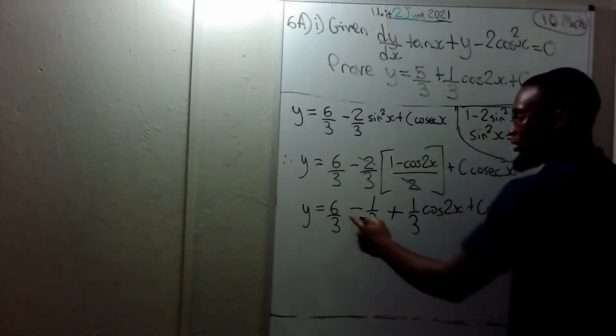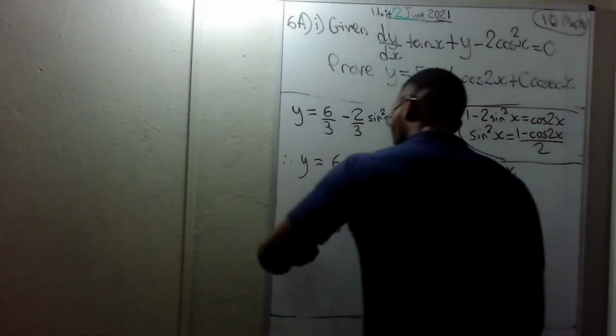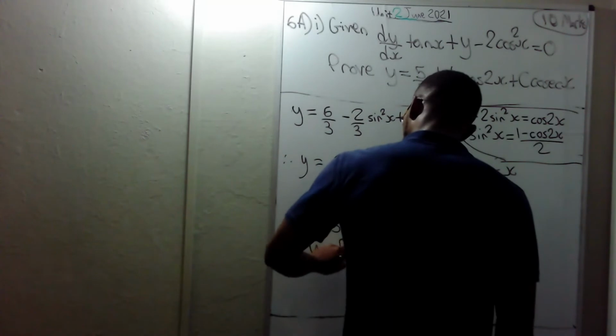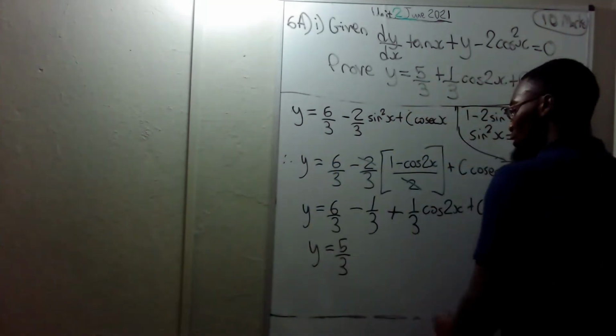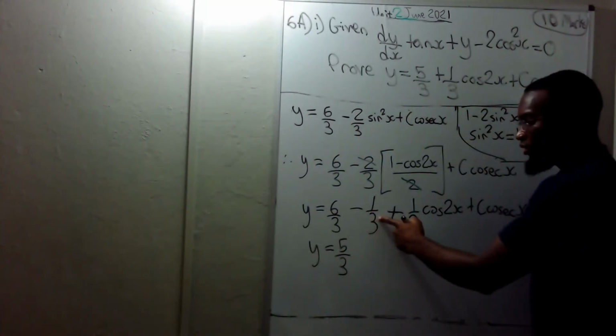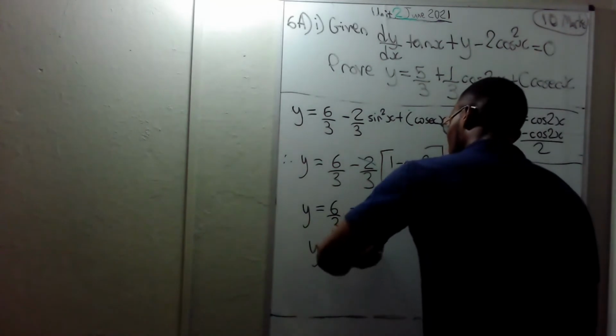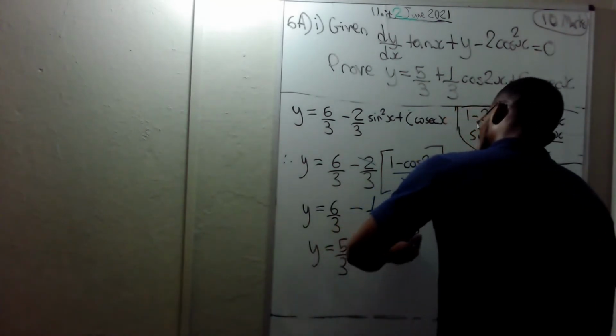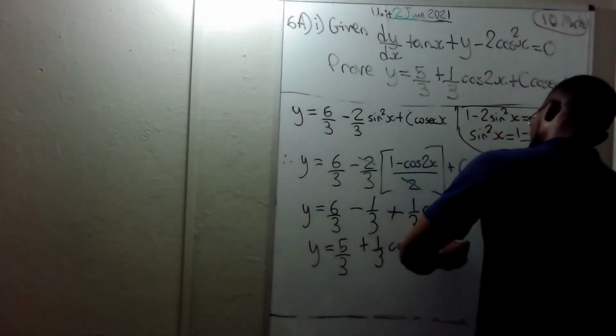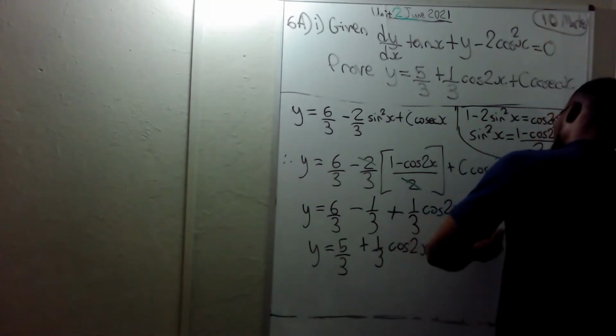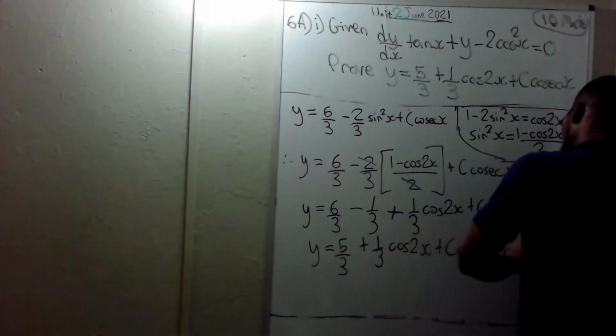Now 6 over 3 minus 1 over 3, that's 5 over 3. So y is 5 over 3 plus 1 over 3 cos 2x plus c cosec x. That's the answer.